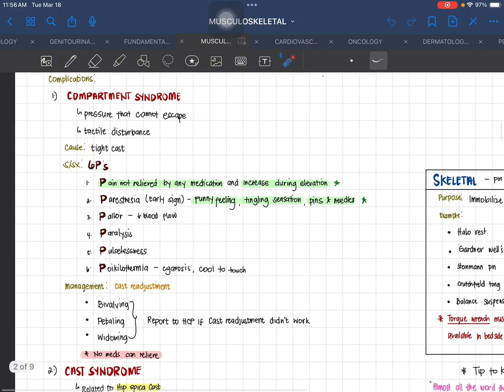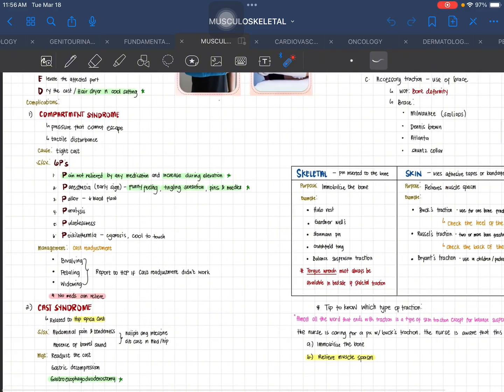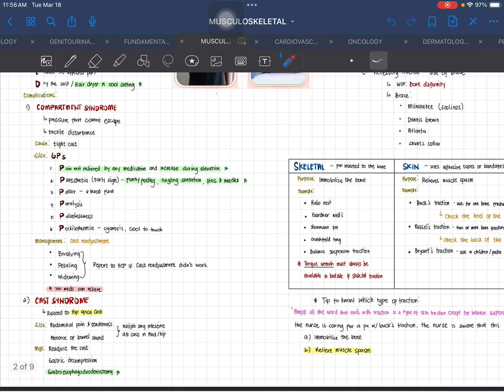So, ano ang complications kapag may cast? Meron tayong 2 complications kapag may cast. First is compartment syndrome. Yun yung parang pakiramdam na para kang nakukulong. Like, sobrang higpit niya. Yan, may pressure doon sa affected part. So, ang compartment syndrome ay ang tinatawag na a pressure that cannot escape. So, may tactile disturbance din. So, ang cause niya, of course, tight cast. Kasi, kaya nga nakaka-feel ka ng pressure eh. Tight. Mahigpit yung pagkakakas sa'yo.